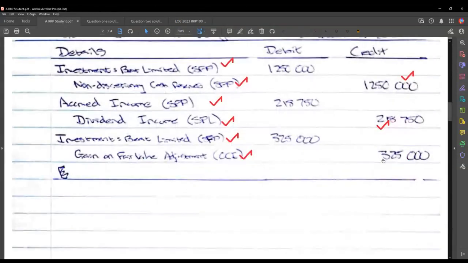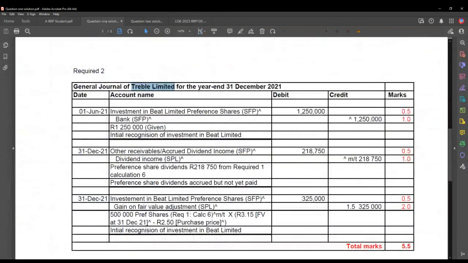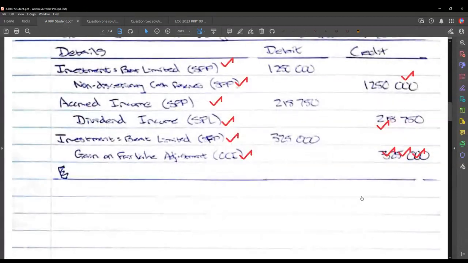Right. So how many marks should they have gotten for the amount? They should have gotten 3 marks, 3 ticks or 1.5 marks. So if you didn't get that amount and yet you still use the correct Rand or fair value amount, look here, there's a 0.5 mark that is allocated to 3.15 Rand. There's 0.5 mark allocated to 2.50 Rand. And if you had just that right and you got the number of shares wrong, you would then get 1 mark in that situation. Okay.